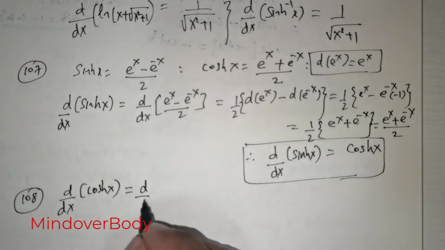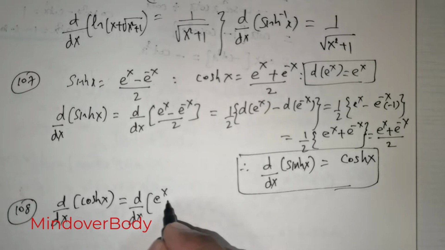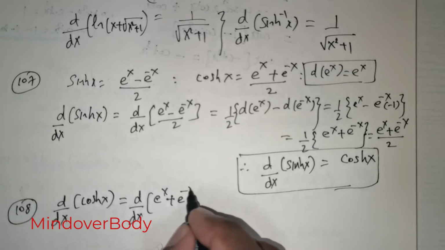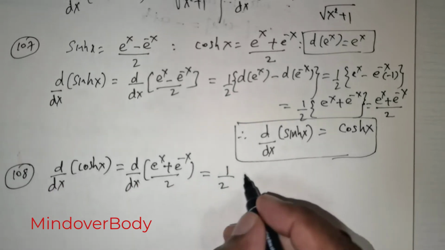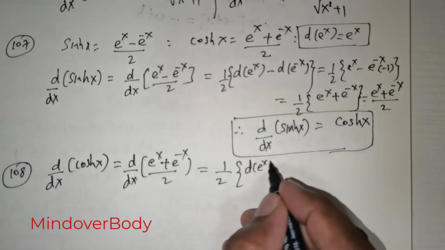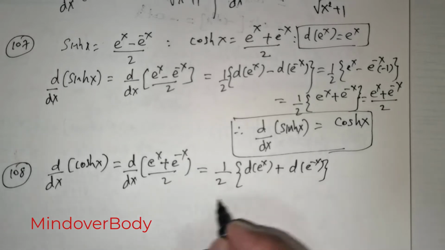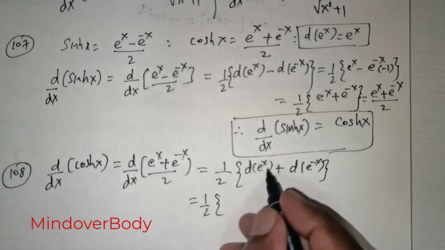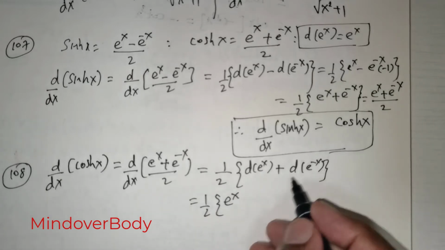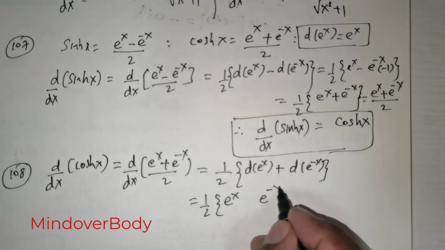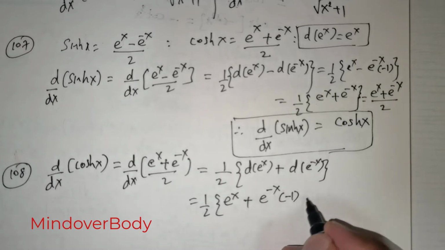Now this is nothing but d over dx of, I already told you, cosh x is represented as e power x positive e raised to the power of negative x divided by 2. This can be rewritten as 1 over 2 times differentiation of e power x positive differentiation of e power negative x, which is nothing but 1 over 2 times. When you differentiate e raised to the power of x, you get e raised to the power of x. When you differentiate e raised to the power of negative x, you get e raised to the power of negative x. Of course, you have to multiply with the differentiation of negative x, which is negative 1.